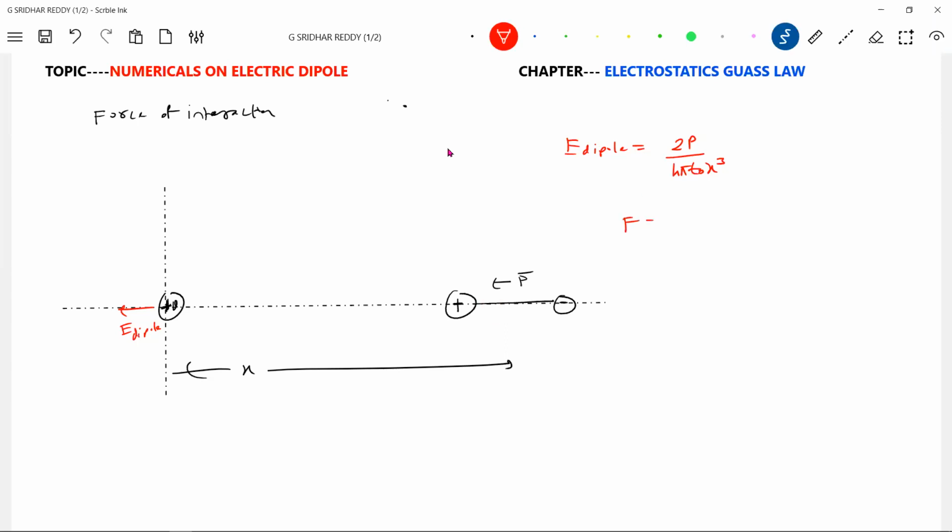Now, what is the force of interaction? Q into E of the dipole. So this will become 2pQ by 4 pi epsilon naught x cube. Further, you can simplify this. Now, what is the assumption we made? We made the assumption that the point charge is present in the field of the dipole. Can we do it either way? I'll assume that the dipole is present in the field of the point charge. Yes. So what should you do here? You should calculate the force acting on the positive charge and the force acting on the negative charge. The resultant of those forces should be the required answer.